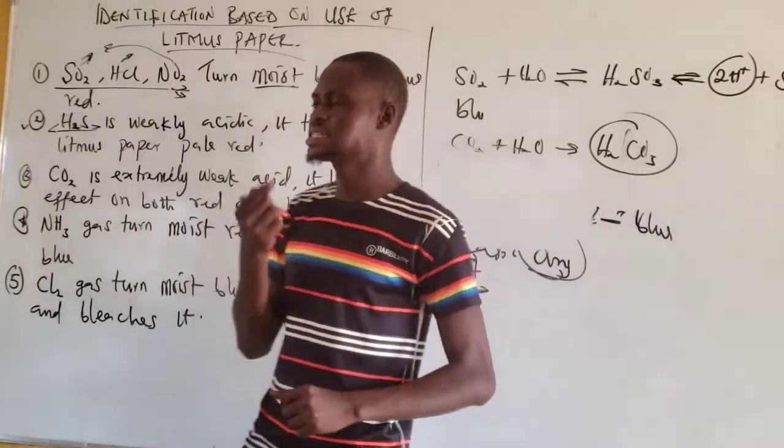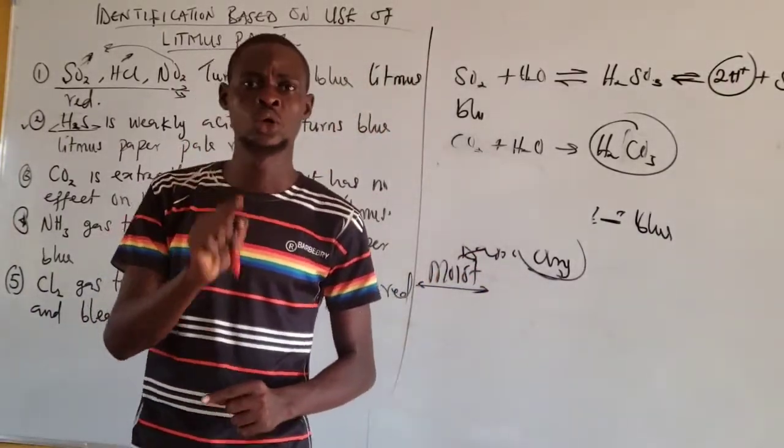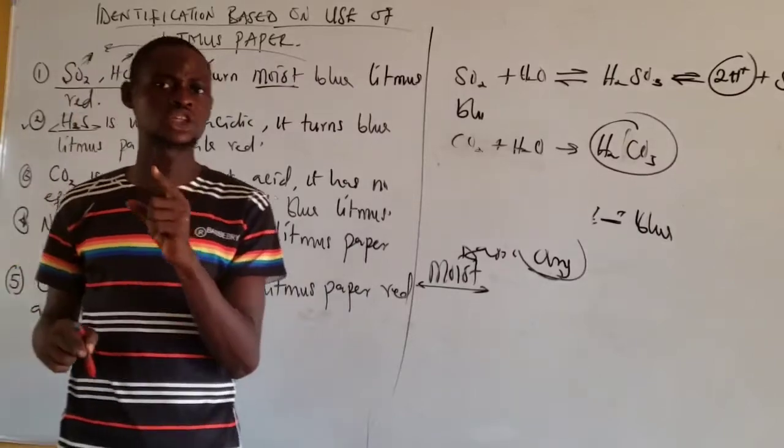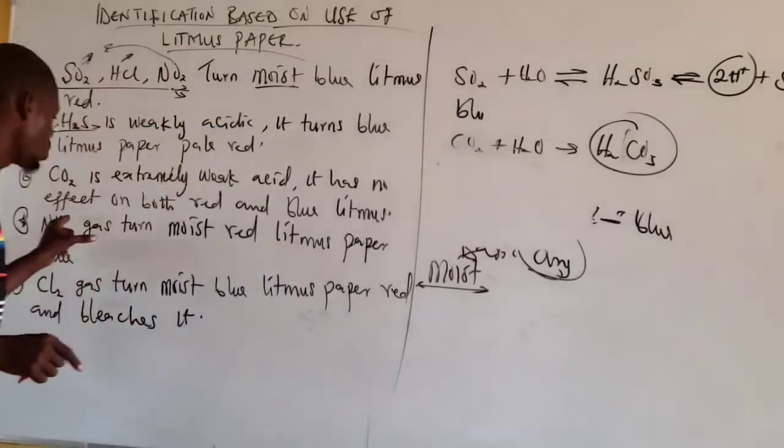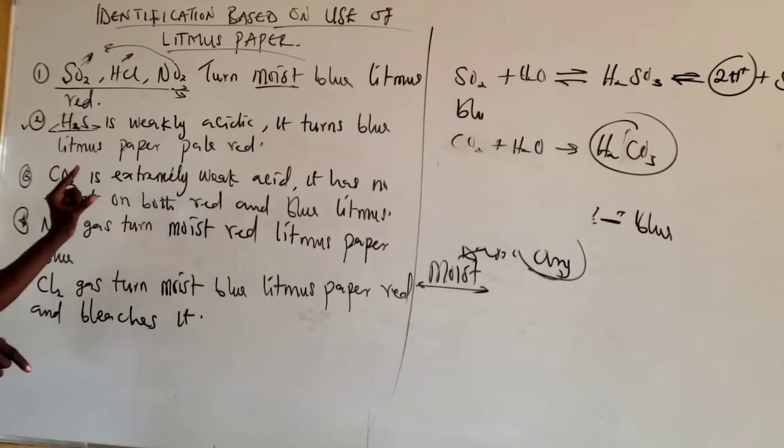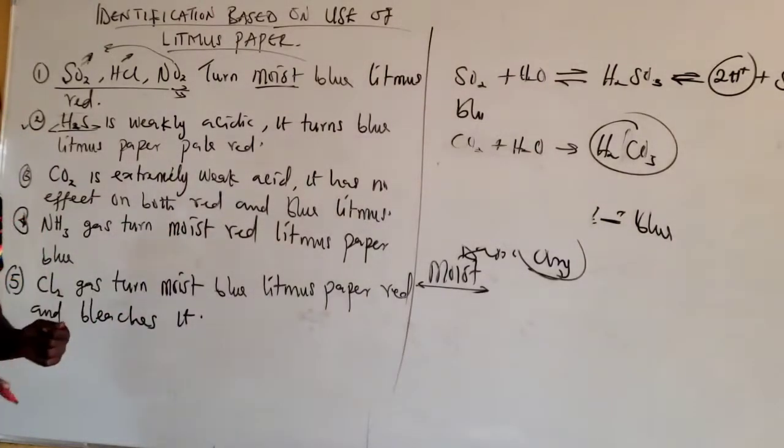So when that gas shows no reaction with litmus paper, automatically you should understand that that gas is CO2, because it is the only gas that will show no reaction with litmus paper, either blue or red.